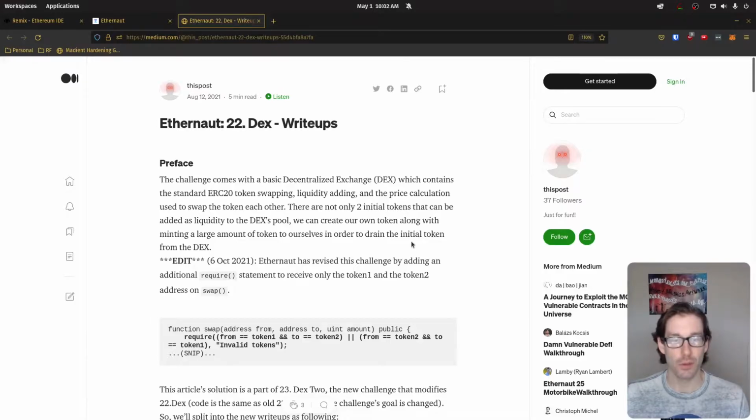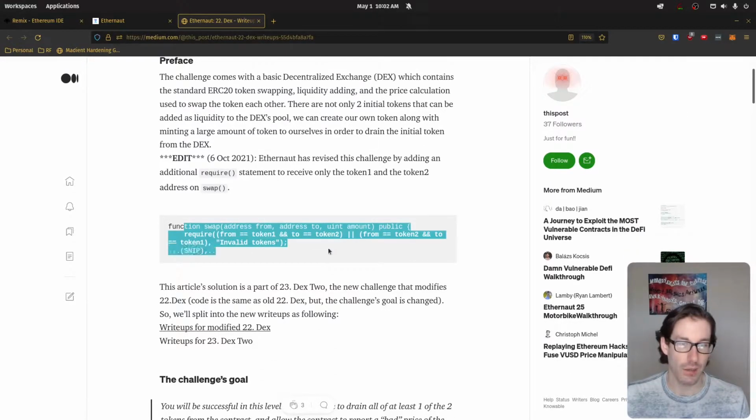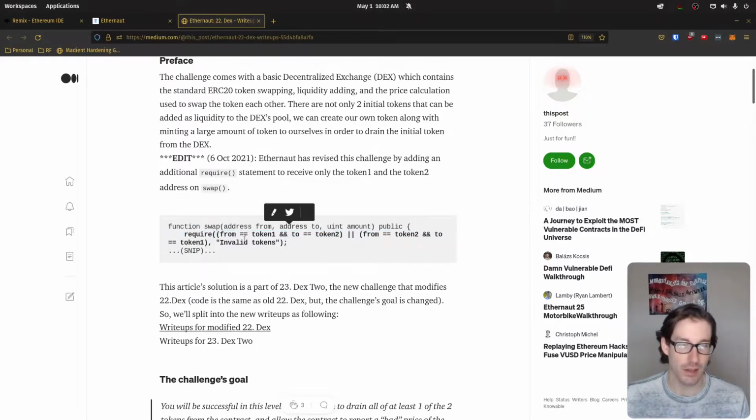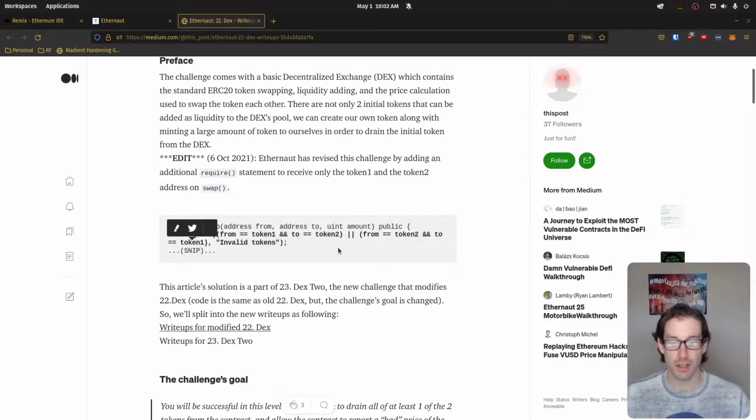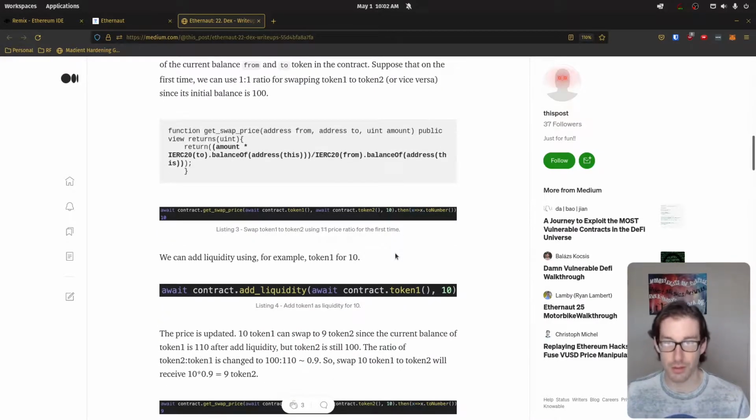Back then there was no requirement as to which tokens need to be swapped, because this line here was added recently, which basically states that you have to swap token 1 for token 2 or token 2 for token 1. You can't actually mint a new type of token such as a malicious token and then have that malicious token swap out token 1s and 2s. So that was one thing they changed, and this solution he provided was an older variant, so he went about this a different way because that restriction wasn't there.